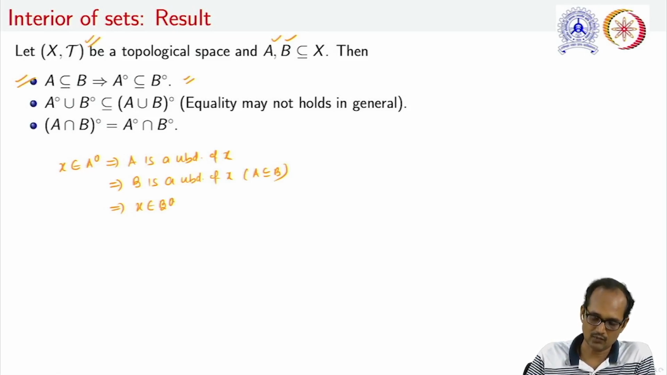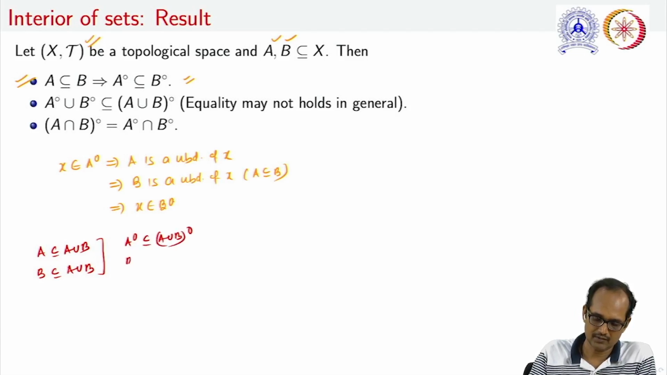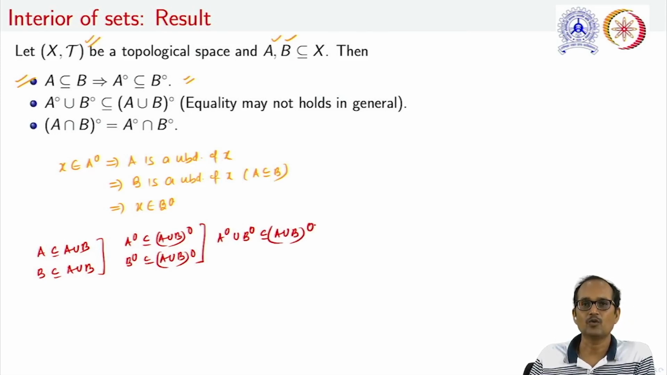Coming to the second one, this directly follows from the first because we know that A is a subset of A union B, and B is also a subset of A union B. So A interior is a subset of (A union B) interior, and B interior is a subset of (A union B) interior. If we combine these two, A interior union B interior is a subset of (A union B) interior. But note that equality may not hold in general.